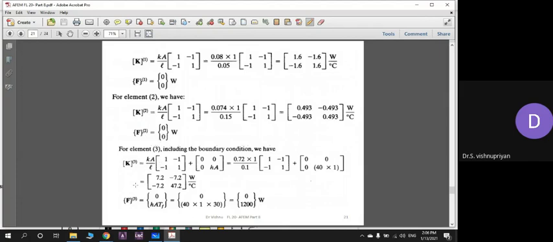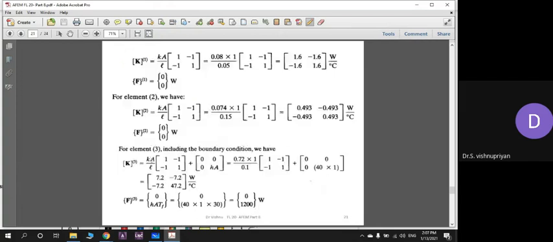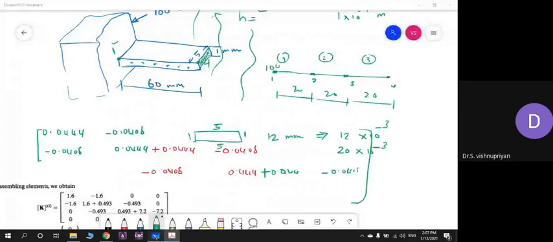Now come to the third element. This element is exposed to the air. So we should write it in two parts. KA over L, 1, minus 1, minus 1, 1. This is the conductance part, as done before for the two elements. Now for the third element, since there is a convection effect, we have to add that effect by writing 0, 0, 0, HA. I already explained why we write HA in this position, because this is the position which represents node 4.